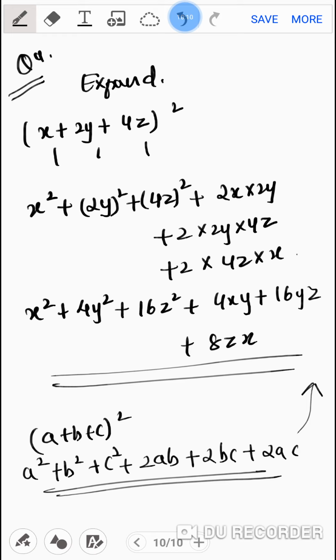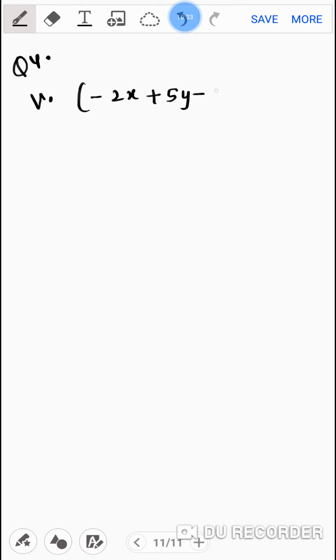Shall I jump on to next? And that's your question 4th, second. My dear kids, second is also same. You have to just take the number along with your sign, with the number sign. I'll jump on to directly question number 5. That's minus 2x plus 5y minus 3z the whole square.